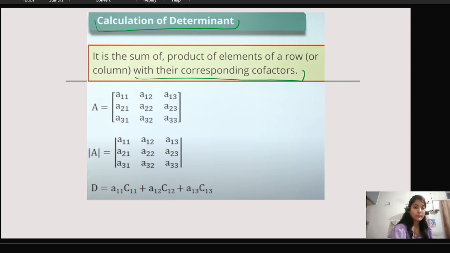Suppose we have a matrix A, and we have to find the determinant of this matrix A. How can we write it? D is equal to A11 times the cofactor of that element, then A12 and the cofactor of this element, and then A13 and the cofactor of this element. Here we are expanding through the row. We can find it through the column also, like this.